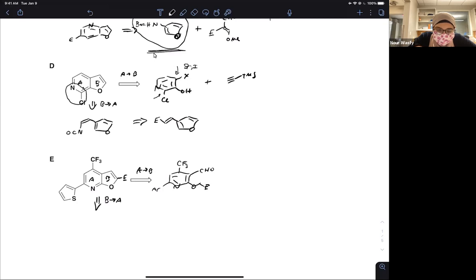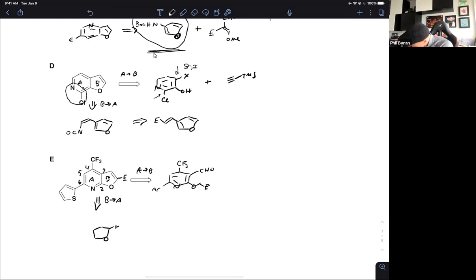I guess I don't know if that's right, but I might try to construct the 1,5-dicarbonyl for the pyridine. That's a great idea because it leads us to the answer. That is your 1,5-dicarbonyl hiding.